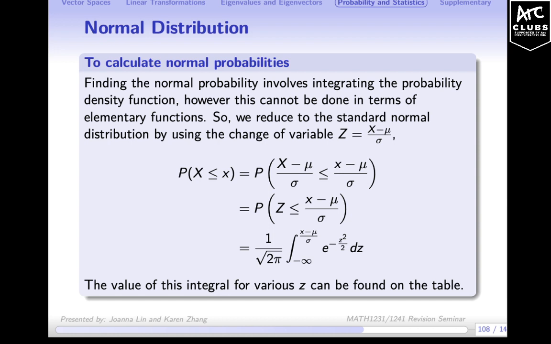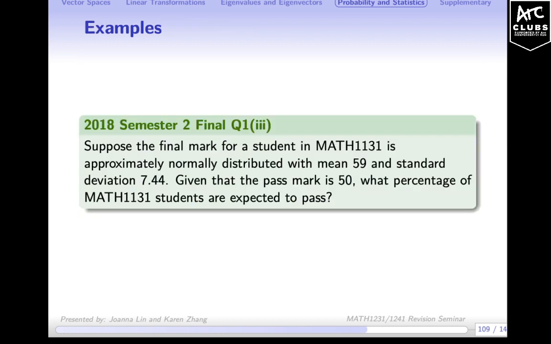So hopefully you know how to read the table of values. You essentially just match the number with the probability in the center of the table. I'll just go through an example right now of how you would use this. This one was from the 1231 paper two years ago.